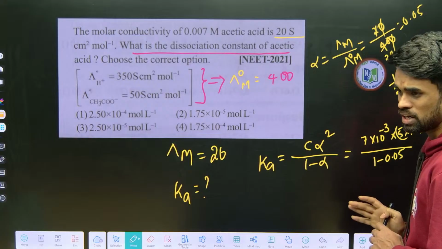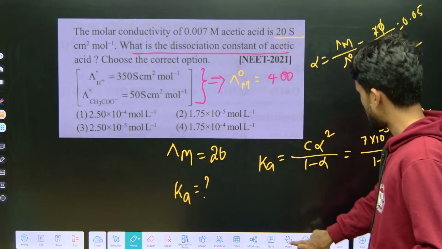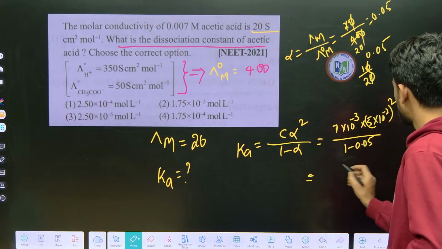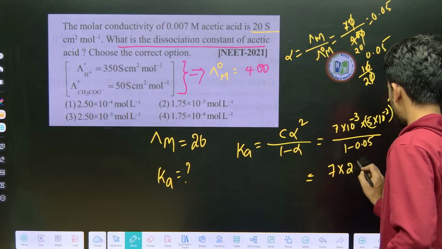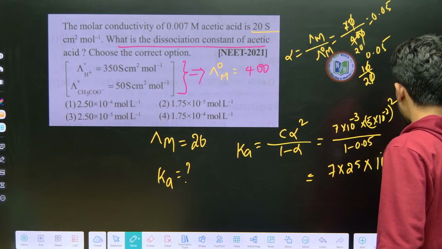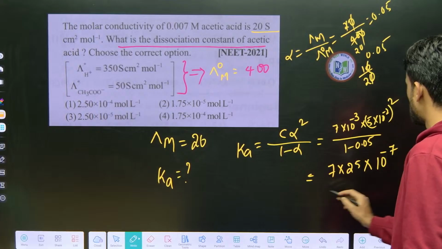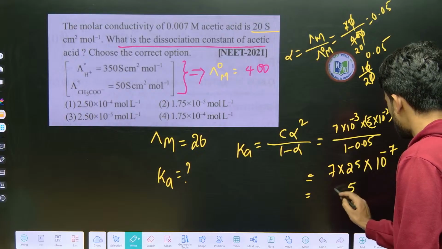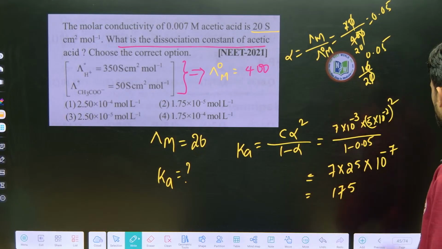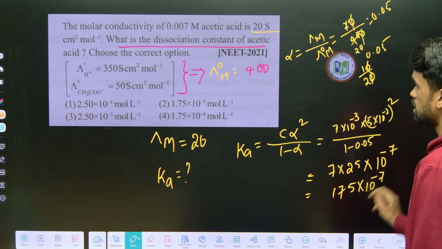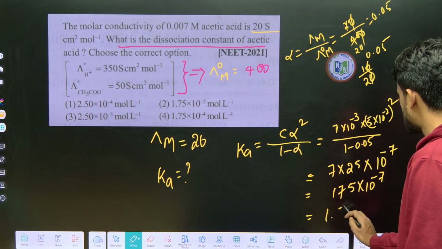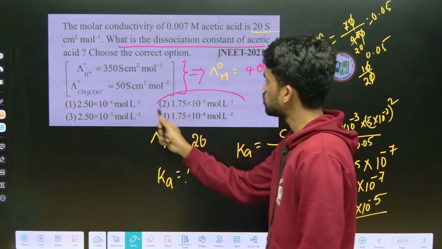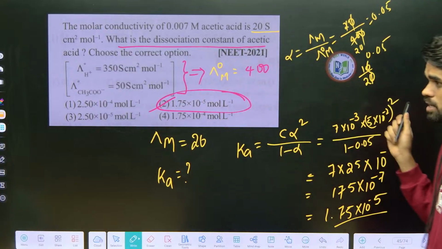We will look into only the numerator because we will get the nearest value here anyway. So how much will we get? This will be 7 into 25, 7 into 25 into 10 power minus 3 plus minus 4, that is minus 7. How much is it? 175 into 10 power minus 7. Yes, so you can make it 1.75 into 10 power minus 5. So we have option 2 as our answer for the question. Perfect now, right?